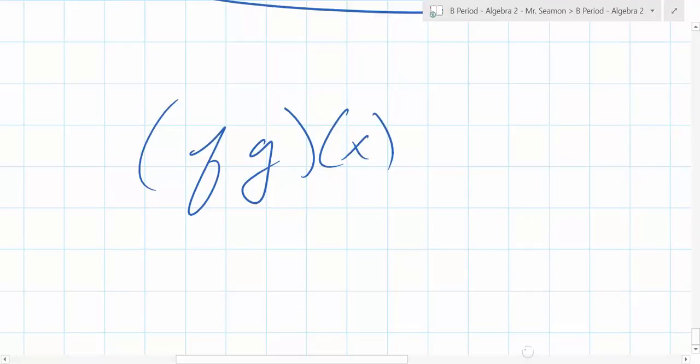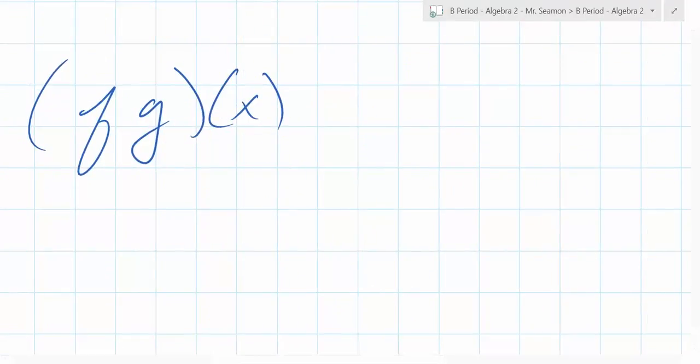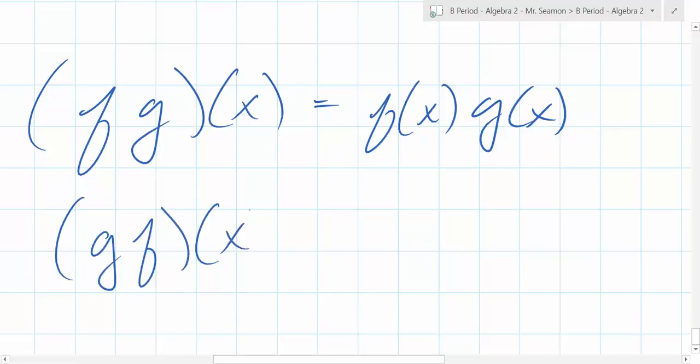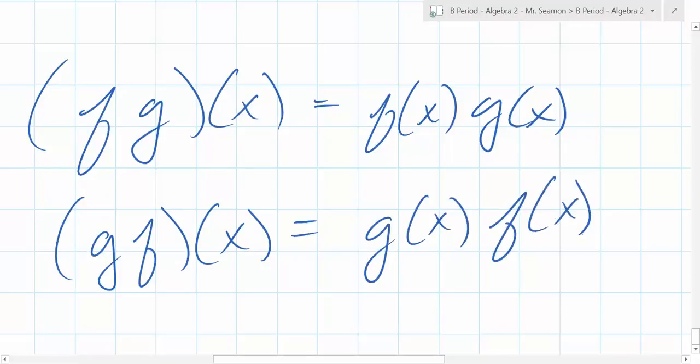Multiplying polynomial in terms of notation. F times G is a function of X. Yeah, it means f of x times g of x. So if you have f of x, what do you do with it if you have g of x? Multiply them together. That's all it means. It's the same exact thing. What about this? What does this mean? The same thing. It's just the different order. Does the order matter, though, for multiplication?